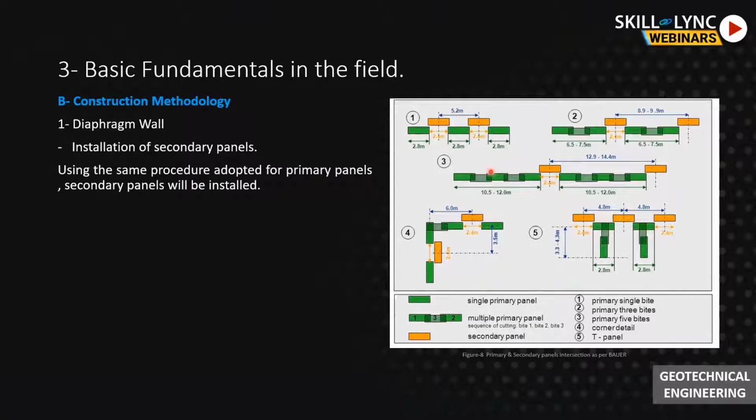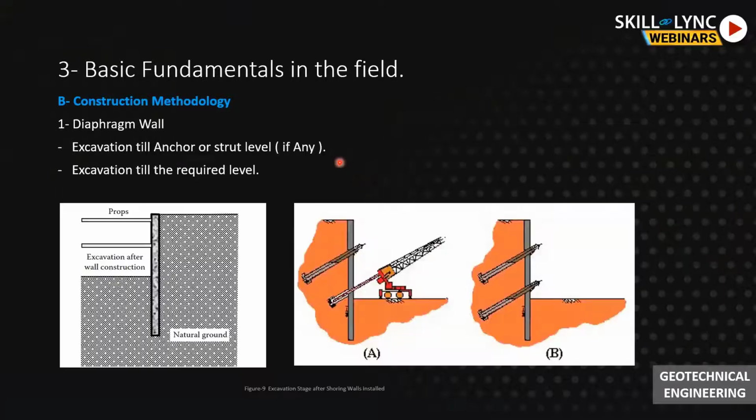panels, which are the primary panels, and the orange panels, which are the secondary panels. This intersection usually will be 150 millimeter to 100 millimeter. And then we can proceed in our excavation, and if we have tieback anchors or strutting system, we can install them during the excavation process itself.